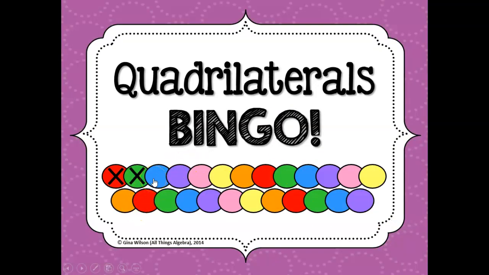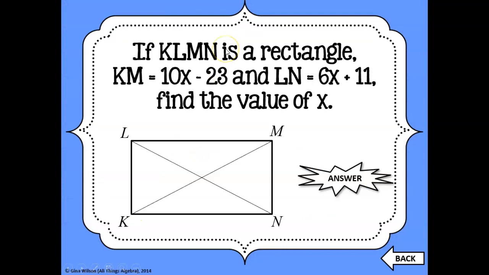All right, next one. We got a rectangle. KM equals that, LN equals that. Find x. Pause it, do it, see how it goes. And the answer is 8.5. LN and KM are equal, so you just set those two equations equal to each other.